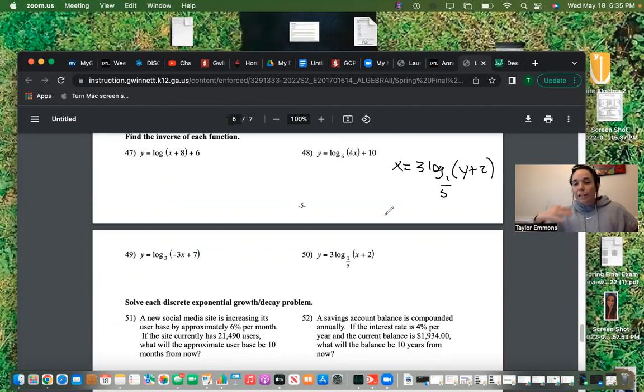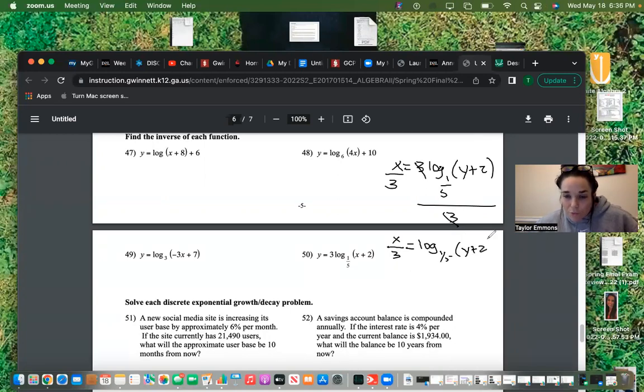Okay, so we want to get our log by itself. So we're going to divide by 3 on both sides first. And so that's going to give me x divided by 3 equals log of base 1/5 of y plus 2.